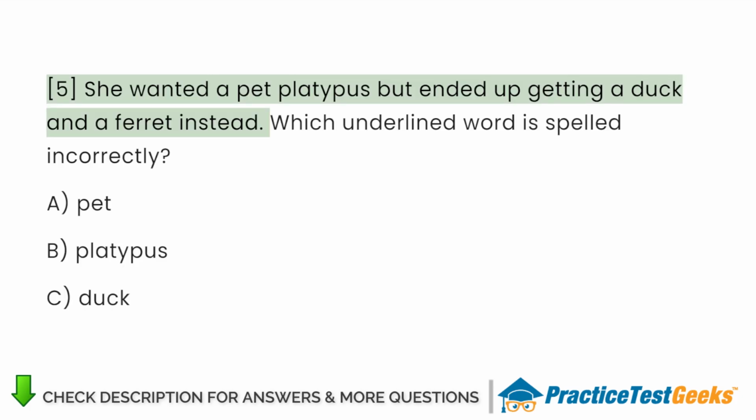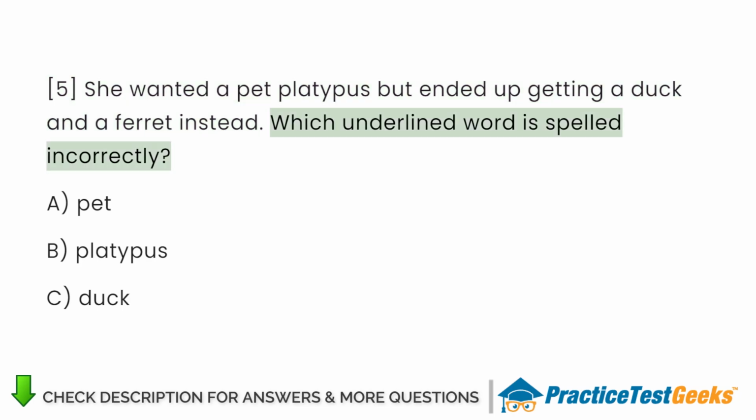She wanted a pet platypus but ended up getting a duck and a ferret instead. Which underlined word is spelled incorrectly? A. Pet. B. Platypus. C. Duck.